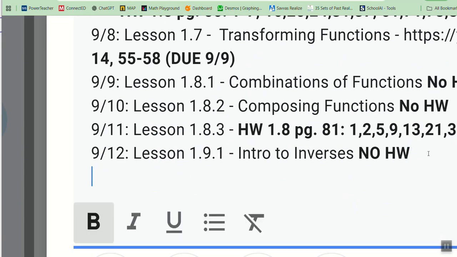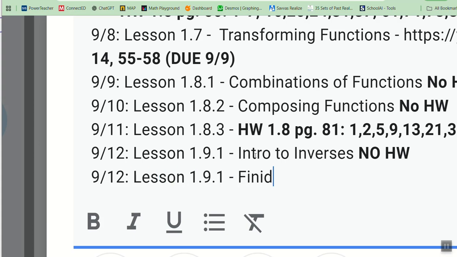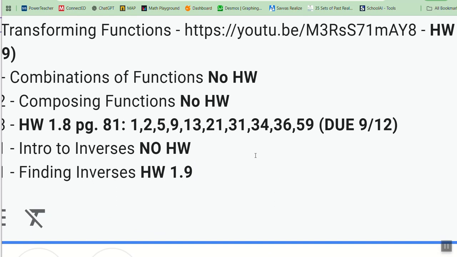Remember, I'm not putting the links in here anymore because it's just tedious. Whoa, that's not the lesson. I'm all goofed up here. Oh, it's because we're on 1.9. Lesson 1.9.2, finding inverses. Your homework will be homework 1.9, and you will find this waiting for you on page 90.